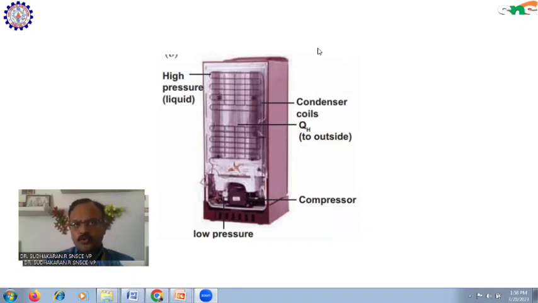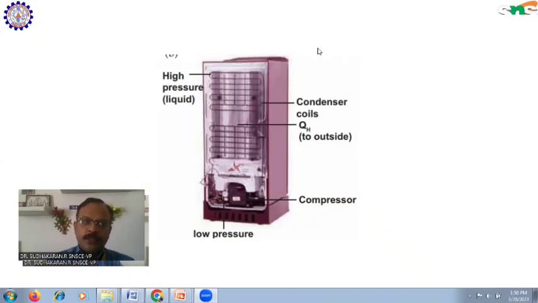Today I'm going to introduce the concept of refrigerator and how it is related to an important thermodynamics law. So what is a refrigerator? A refrigerator is a device which maintains the temperature of a space or any substance below the temperature of the surroundings. So in order to maintain the temperature of the space or substance below the temperature of the surroundings, the refrigerator has to remove heat from that particular space or substance and transfer it to the surroundings.